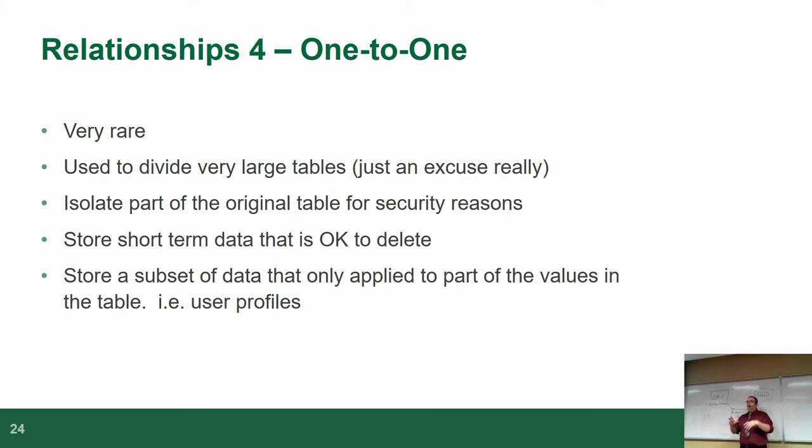However, there are a few valid reasons. Now, you want to isolate part of the original table for security reasons. And this is becoming more and more common. If we store a person's SIN number, technically we're supposed to encrypt it now. Technically. If we store credit card numbers, that should be stored in an encrypted location. There once was a time where that would be all part of the customer record and it was all in plain text.